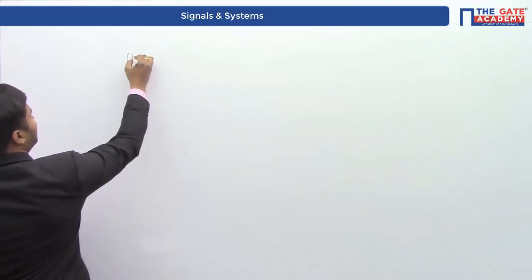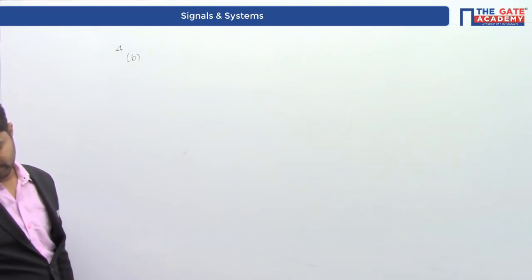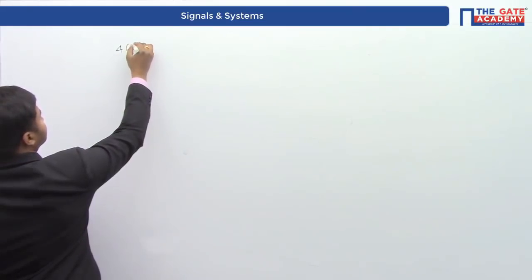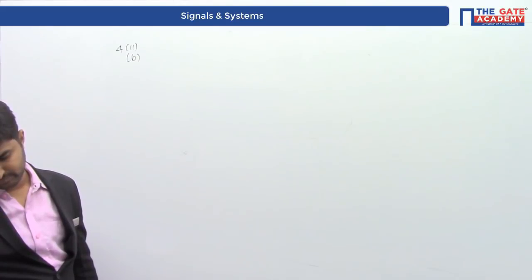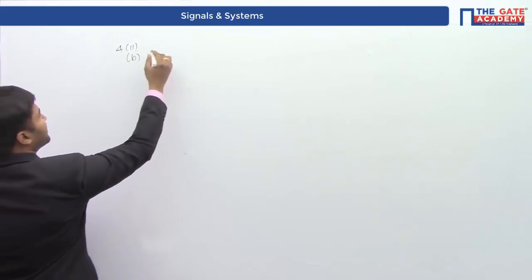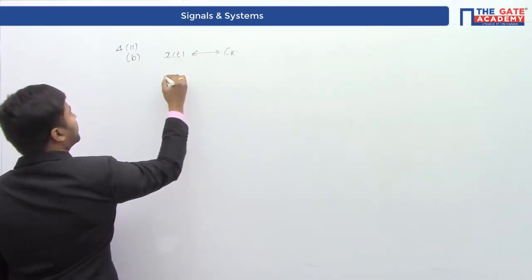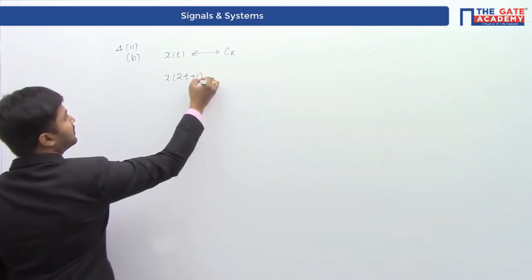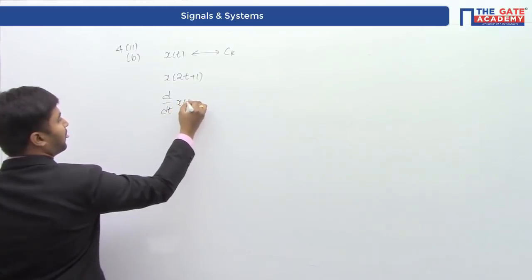So the second part of the question is that for 2b, if the signal x of t has the Fourier series coefficient ck, what is the Fourier series coefficient of x of 2t plus 1? And what is the Fourier series coefficient of d by dt of x of t?